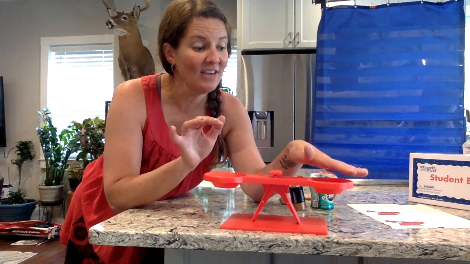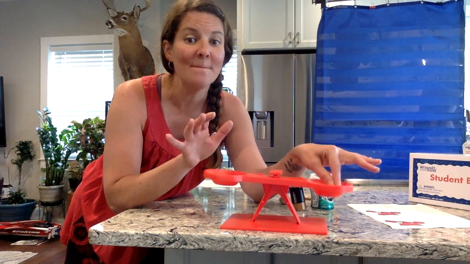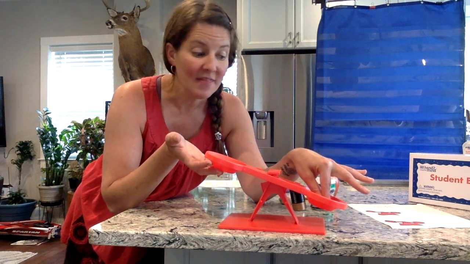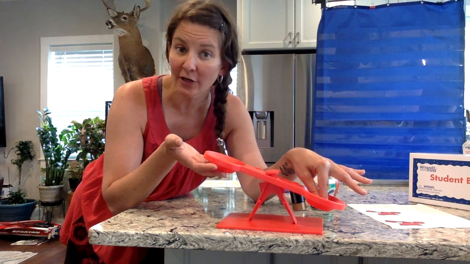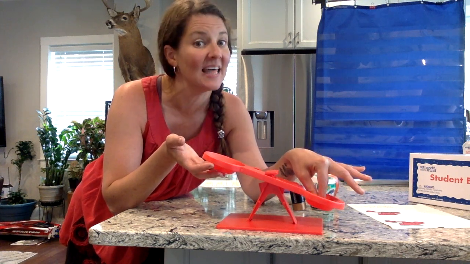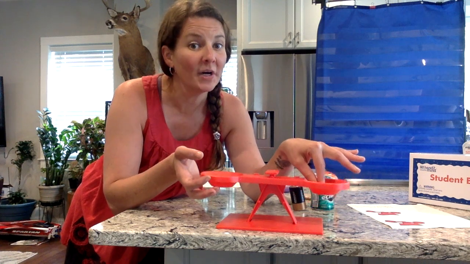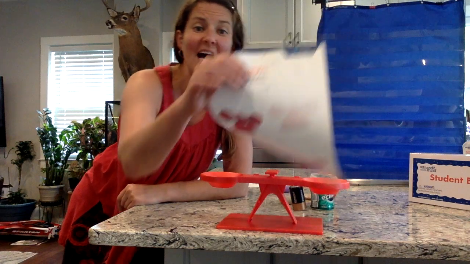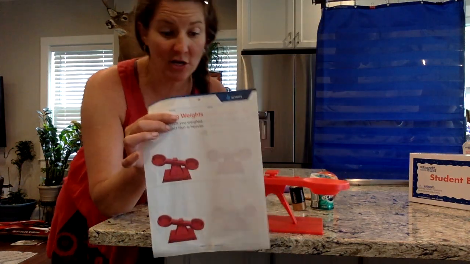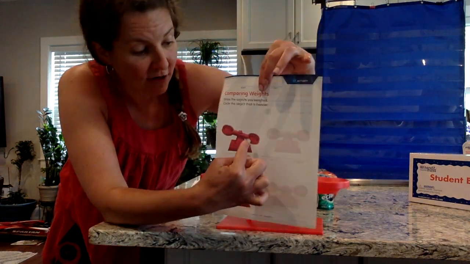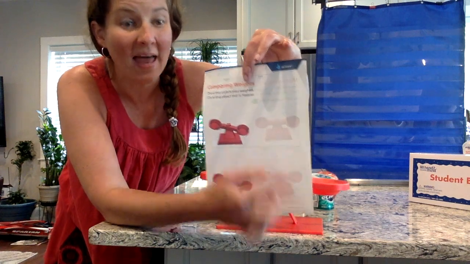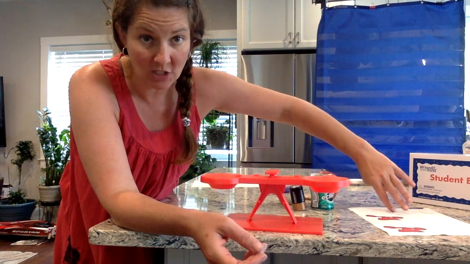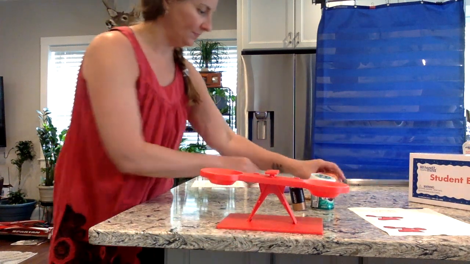If I put the heavy object on this side, the balance is going to go down. And this side will go up. That means this side is the lighter object, and this side is the heavier one. We're going to test out some objects around the house to find out which one is heavier. So remember, the heavier object is going to go in the one that goes down. All right, you ready to make some predictions?